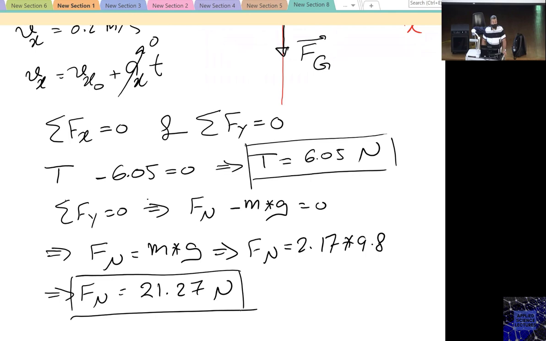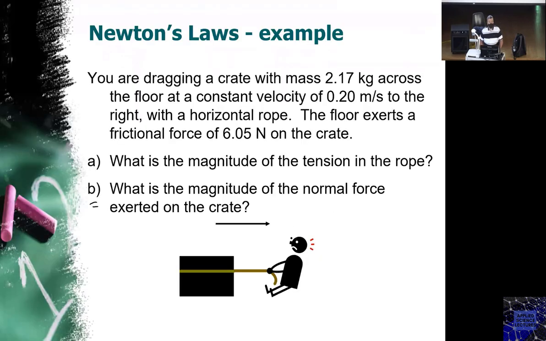Any question about this problem? So, in summary, Newton's first law: the sigma of the forces along the x-axis and the sigma of the forces along the y-axis both equal 0. Why? Because the acceleration is 0. And the acceleration is 0 in two cases. Either the object is stationary, or the object is moving with a constant velocity. Questions? Okay.